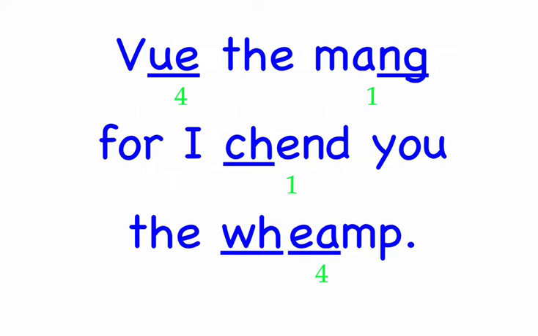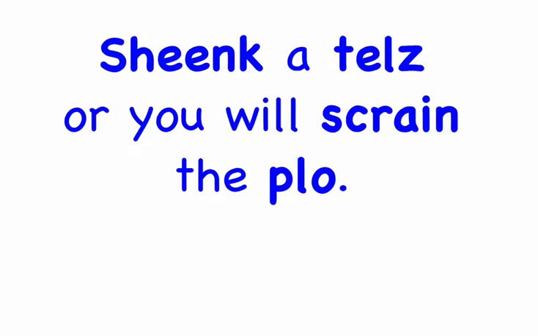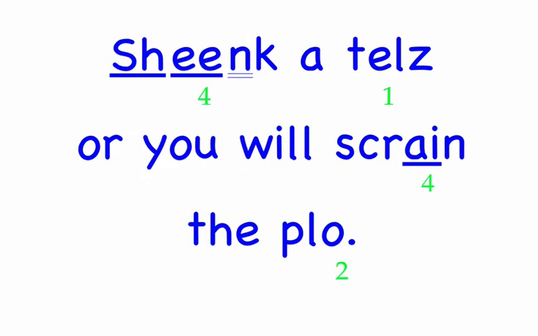Sentence 4. Mark the nonsense words in this sentence and then advance the screen. Sheenk a telz, or you will scrain the plow. Now you notice in the first word Sheenk, the N is double underlined, representing its second sound, which is the same sound that the consonant team NG represents.